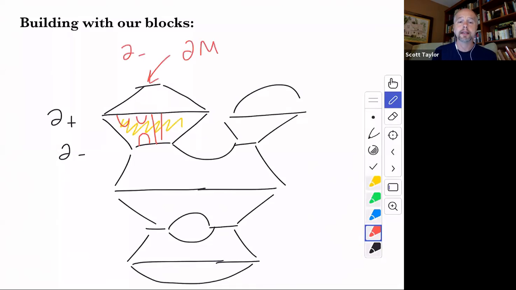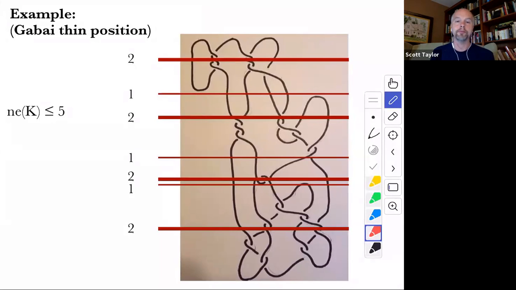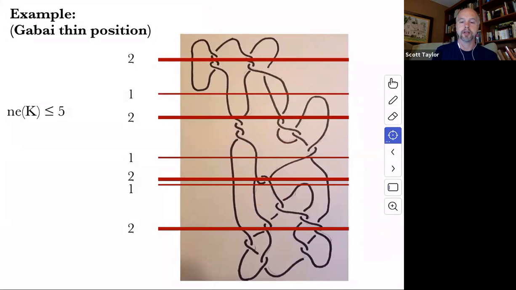Okay, so this kind of way of building with these things has shown up before in a somewhat different setting. Here's an example, and this is basically coming from Gabai's theory of thin position that I'll say a little bit more about in a moment. So what we have here is a knot, and there's a height function on the knot, so projection onto the z-axis. And as I move up the z-axis, I see that I have some minima, and then a maximum, and then another minimum, and then a max, a min, a max, a min, a max.